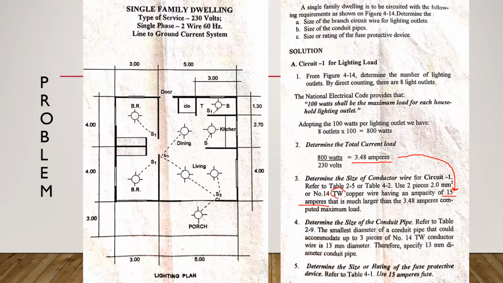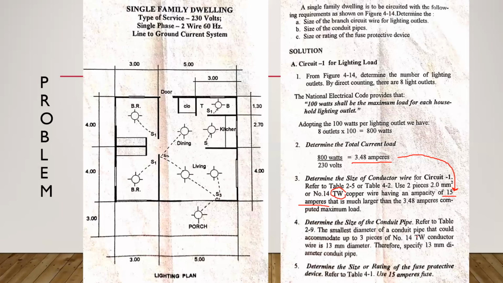Again, yung TW is kind of wire yan siya. So nasa designer na ang discretion kung anong material ang gagamitin. Okay? So here, we will determine yung ating size ng wire and then yung ating overcurrent protective device or yung ating fuse, which is dahil sa ating total current load na na-compute na 3.48, mag-fall na siya sa ating minimum na 15 amperes. Then, kung 15 amperes ang ating fuse, ang kanyang wire is number 14 copper wire. Okay? Next, determine natin yung size ng ating conduit pipe.